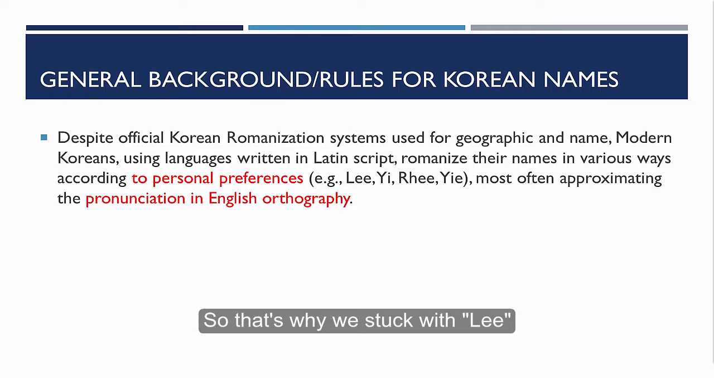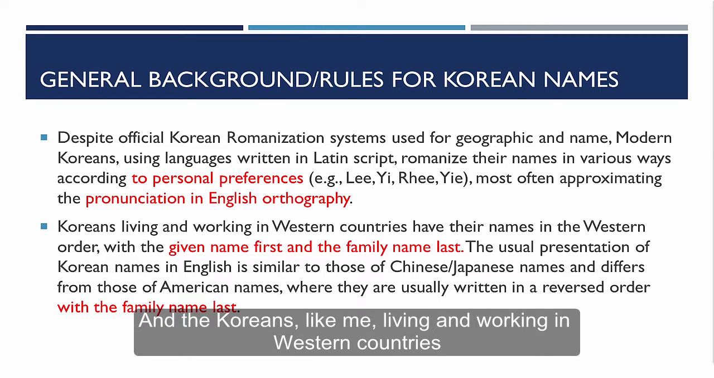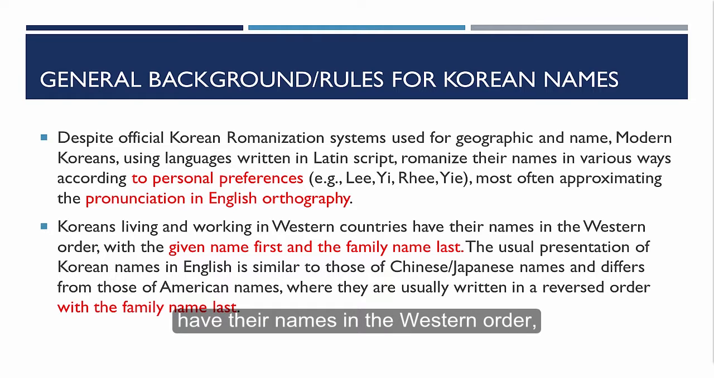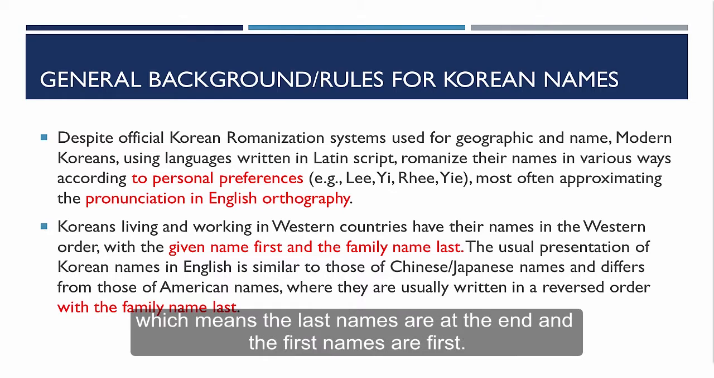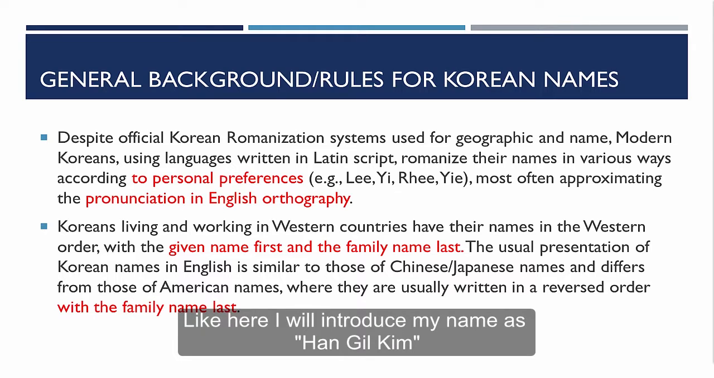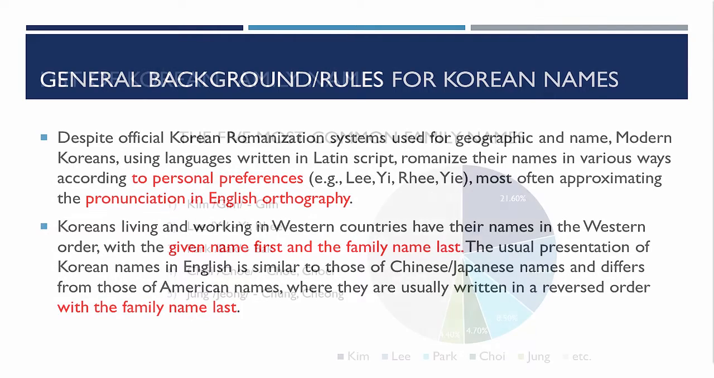So that's why they started with the Li. But a more proper way to say it is E. And Koreans living and working in Western countries, like me, have their names in the Western order, which means the first name comes first and the last name is at the end. So like here, I will introduce my name as Han Gil Kim, but when I go back to Korea, I will say Kim Han Gil.